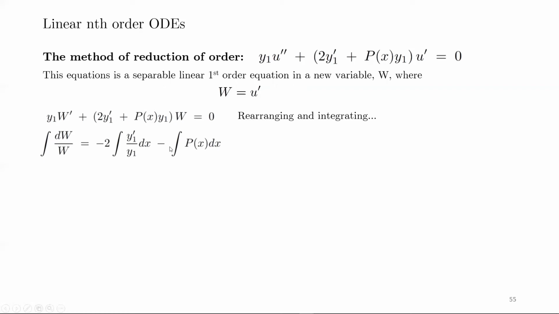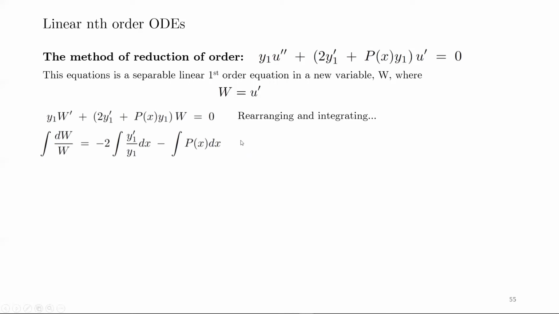So how do I get this? Well, I take all the terms apart from w prime over to the right hand side. So I get negative 2 y1 prime minus p of x times y1. And then I divide through by y1, the y1 that's multiplying w prime. Okay, and then w prime is dw by dx, so I multiply through by dx, and I divide through by w. So I end up with, well, okay, do the algebra, and if you're unconvinced, let me know. This is the equation that I need to solve this separable ODE.